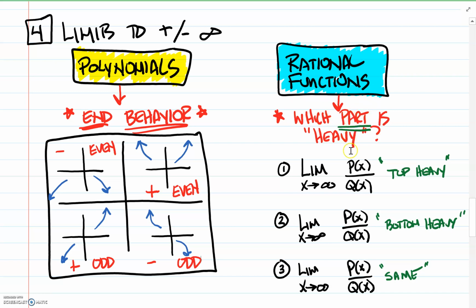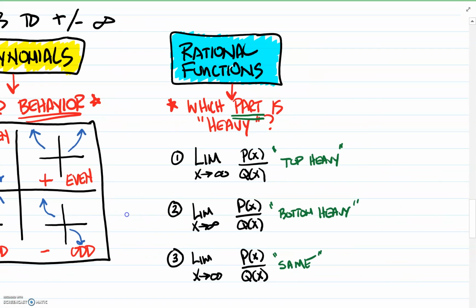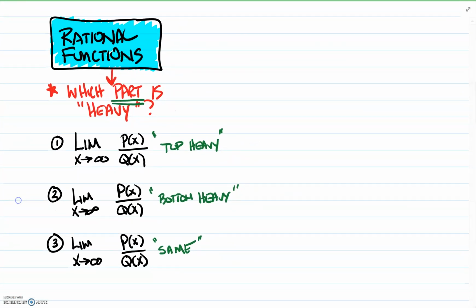And what I mean by the part, I'm either talking about the part on top or the part on the bottom, either the numerator or the denominator. So you're going to get one of these three choices here for rational functions. You're either going to get that the top is heavy, so P of x is heavy, so we call that top heavy. Q of x is heavy, we call that bottom heavy, or they're the same. And this is exactly like it was in pre-calculus.